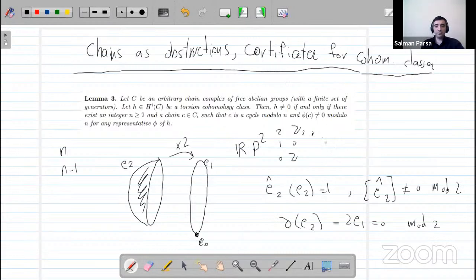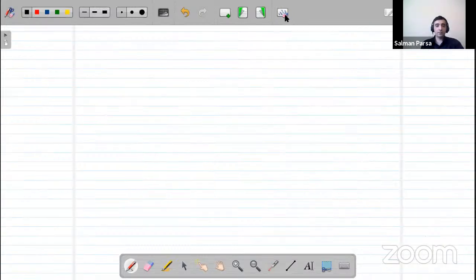Okay, another way of trying to see why this is true is by computing the cohomology modulo some prime p and seeing if this H is not 0. Okay, so let me give you this proof.